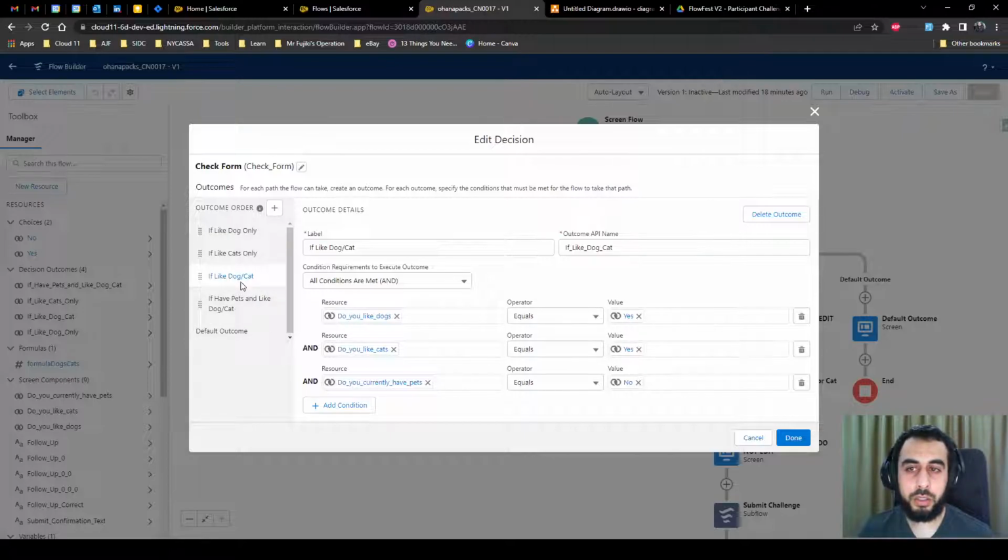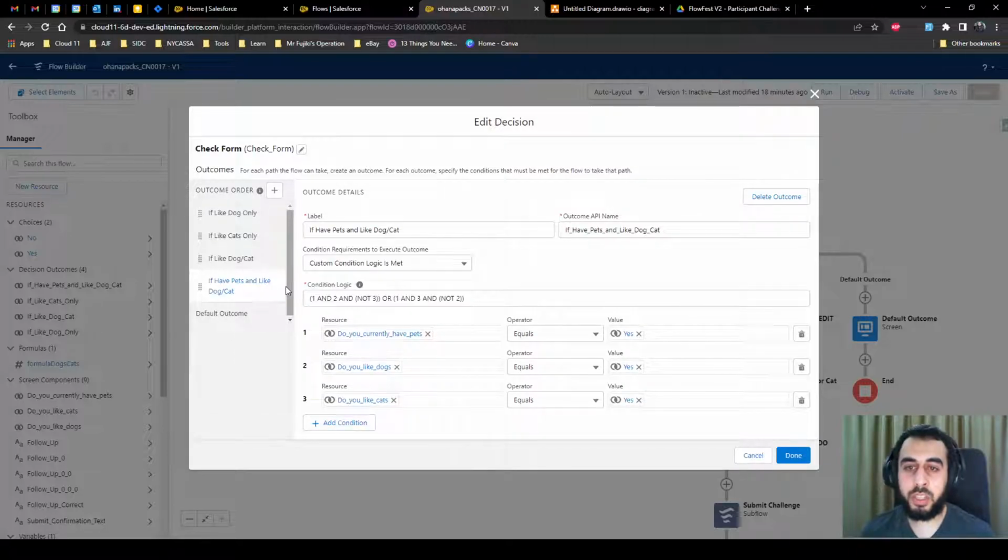Now, if they like dogs and cats, in this case, do they like dogs? Yes. Do they like cats? Yes. Both of them must be yes, and they don't have pets. Now, for they have pets and like dogs or cats.